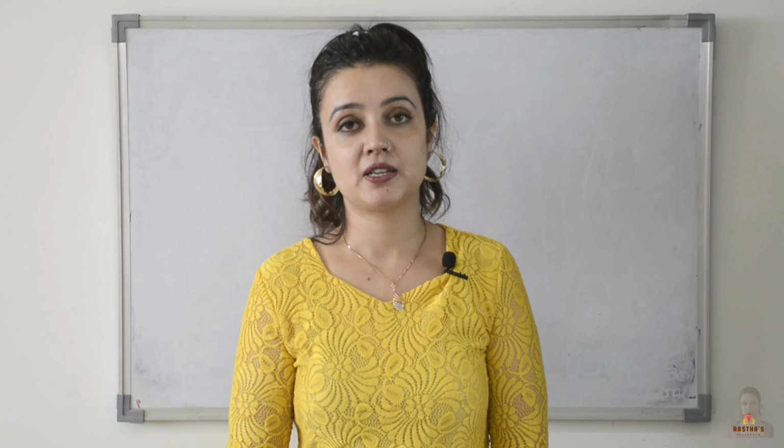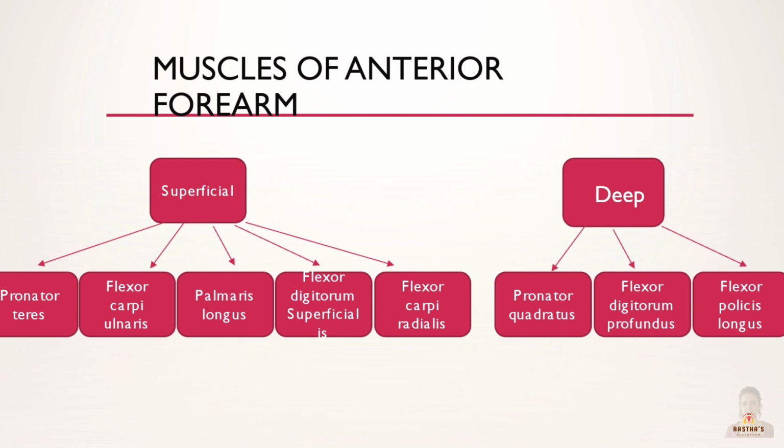Hi, this is Dr. Astha, and in today's anatomy class, we will be talking about the muscles of the anterior forearm. Muscles of the anterior forearm can be divided into deep and superficial. The ones which are running superficially are altogether 5, whereas the ones which are deeper are altogether 3 muscles.